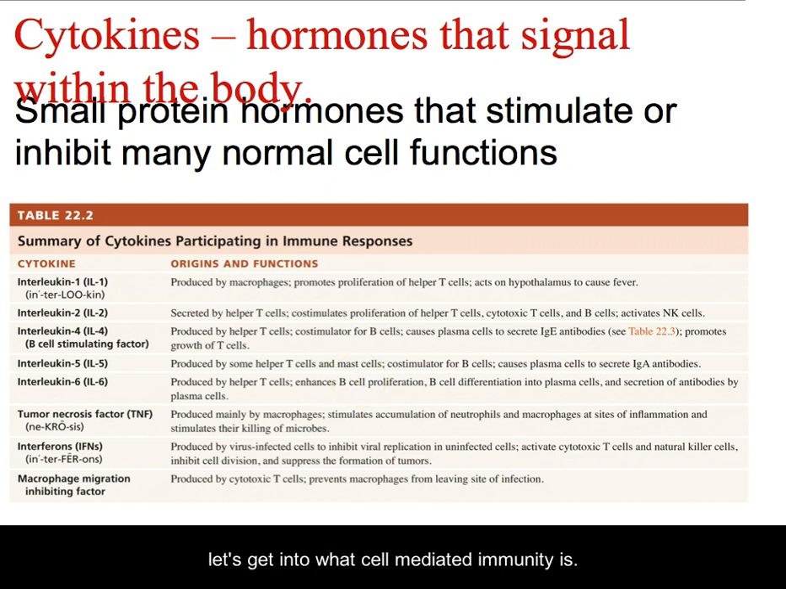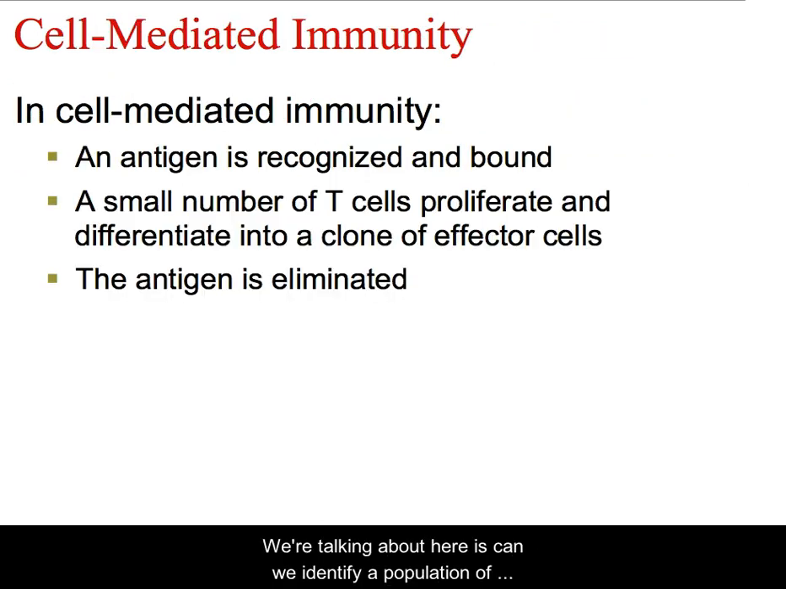Okay? So let's get into what cell-mediated immunity is. What we're talking about here is, can we identify a population of cells, namely T cells, that are going to identify an antigen to become activated? And the tricky part here is your textbook says a small number of T cells proliferate. Well, in reality, what's actually going on here is you have a cell, right?